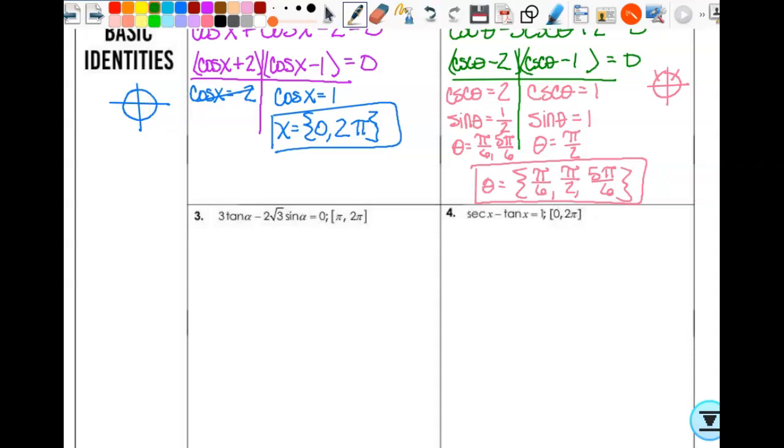All right, so let's look at number 3. I don't have any Pythagorean anything, but I know that tangent is a quotient function, so I could make it sine over cosine, and I have a sine there, so I think I'm going to try that. So we'll make this 3 times sine alpha over cosine alpha minus 2 square roots of 3 times sine alpha equals 0.